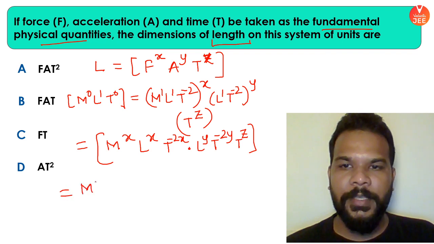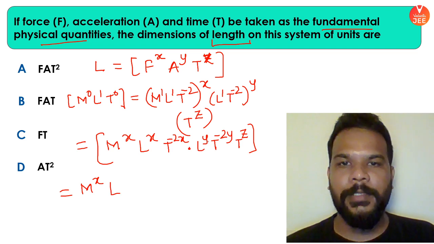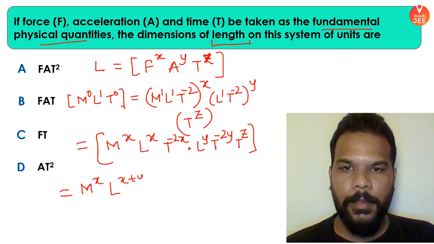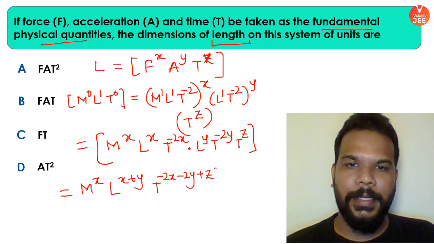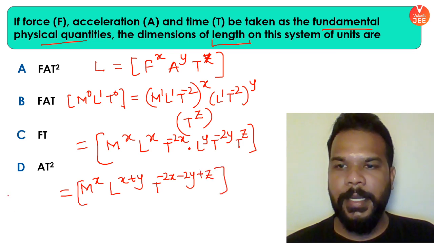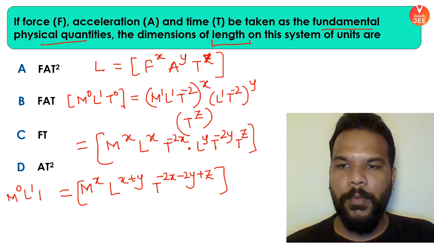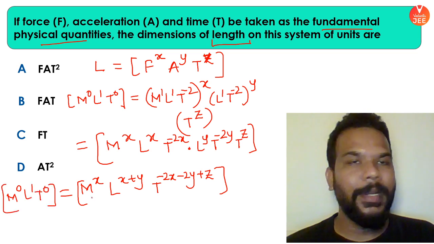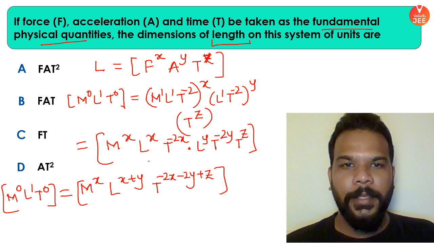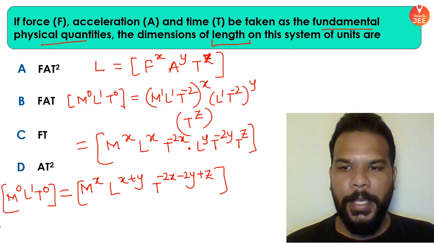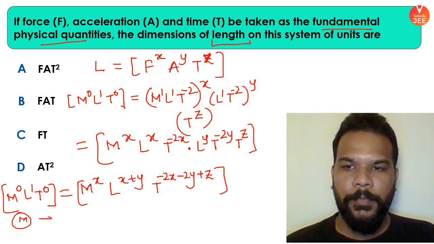Overall, what I have is M to the power x, that's the only M term, then L to the power x plus y. And I have T to the power minus 2x, minus 2y, and plus z. Left hand side is only M0, L1, T0. There is only length on the left hand side. Okay guys, that means if I compare the power of M, I get x equal to 0.